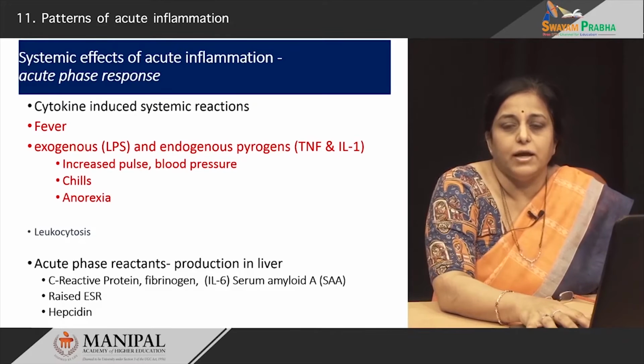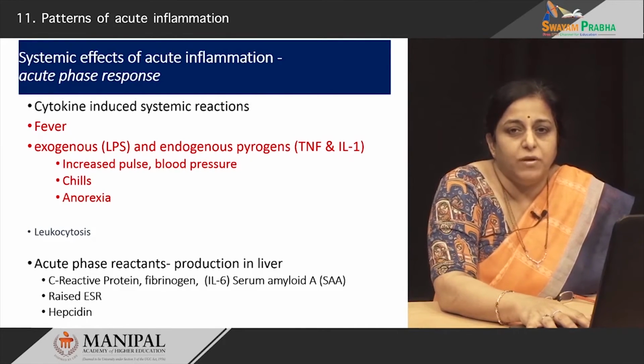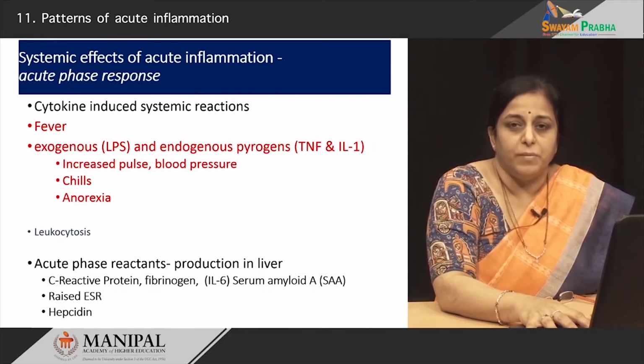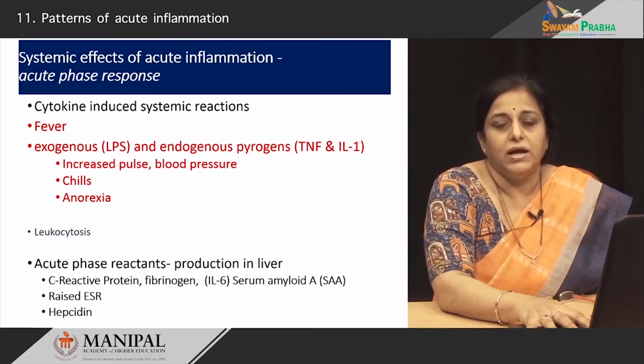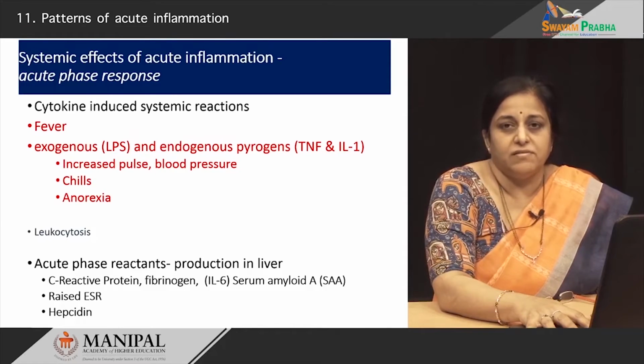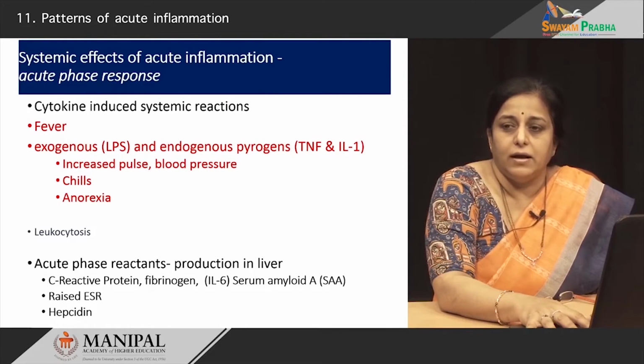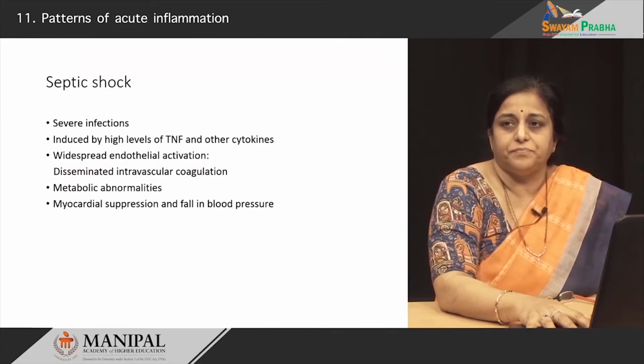Hepcidin is another acute phase reactant. We know that in individuals who have chronic inflammation, because of the release of hepcidin, a molecule that interferes with iron utilization by the marrow cells, there is anemia. So, in patients who have chronic inflammation, there is often anemia because of the release of hepcidin, which interferes with iron utilization.